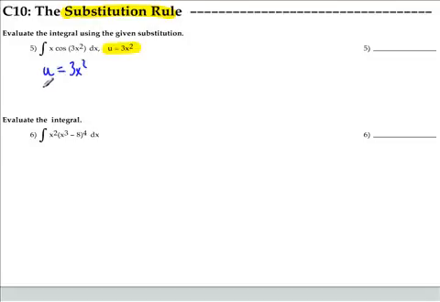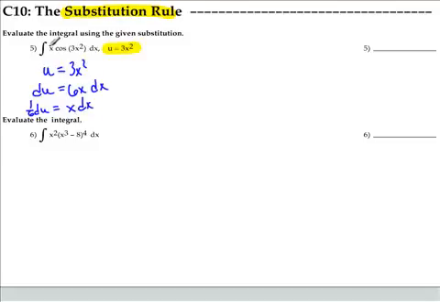And I'm going to take the derivative of both sides of this. So du is equal to 6x dx. So that's the derivative of both sides. I don't see a 6 anywhere up here to replace, so I need to get the 6 to the other side. I'm going to divide it. So that gives me 1/6 of a du is equal to an x dx. This is great. This is right where I want to be.